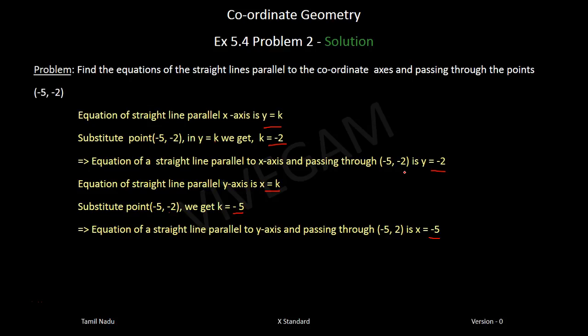And to calculate that, they have given the coordinate, one point on it. You substitute that point and get the value of k and rewrite the whole equation again with the value of k. Let's say k is 10, so you will write y equal to 10, right? The same goes for the other equation, x equal to k. Okay, so I hope I made it clear.